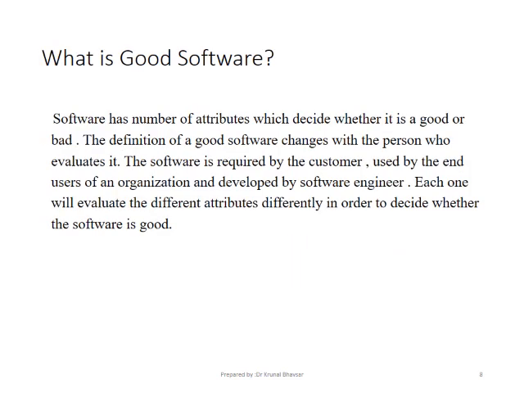What is good software? Software has a number of attributes which decide whether it is good or bad. The definition of good software changes with the person who evaluates it. The software is required by the customer, used by the end user of the organization and developed by a software engineer. Each one will evaluate different attributes differently in order to decide whether the software is good or not.